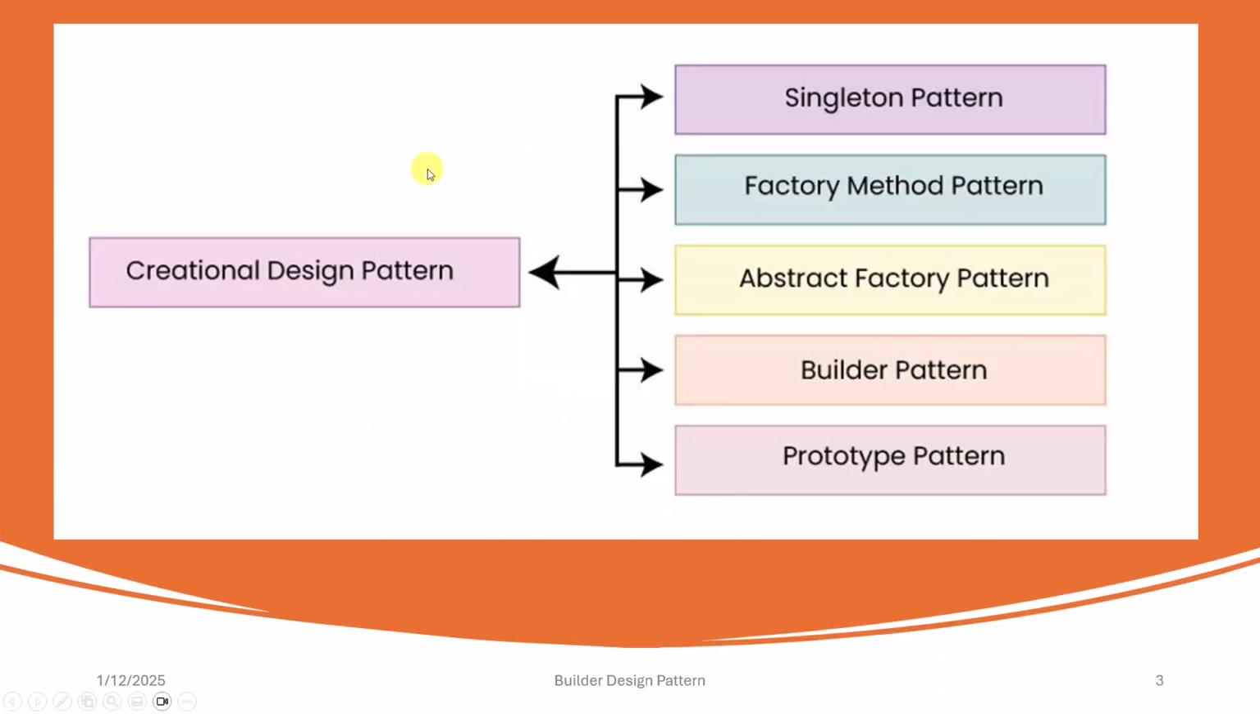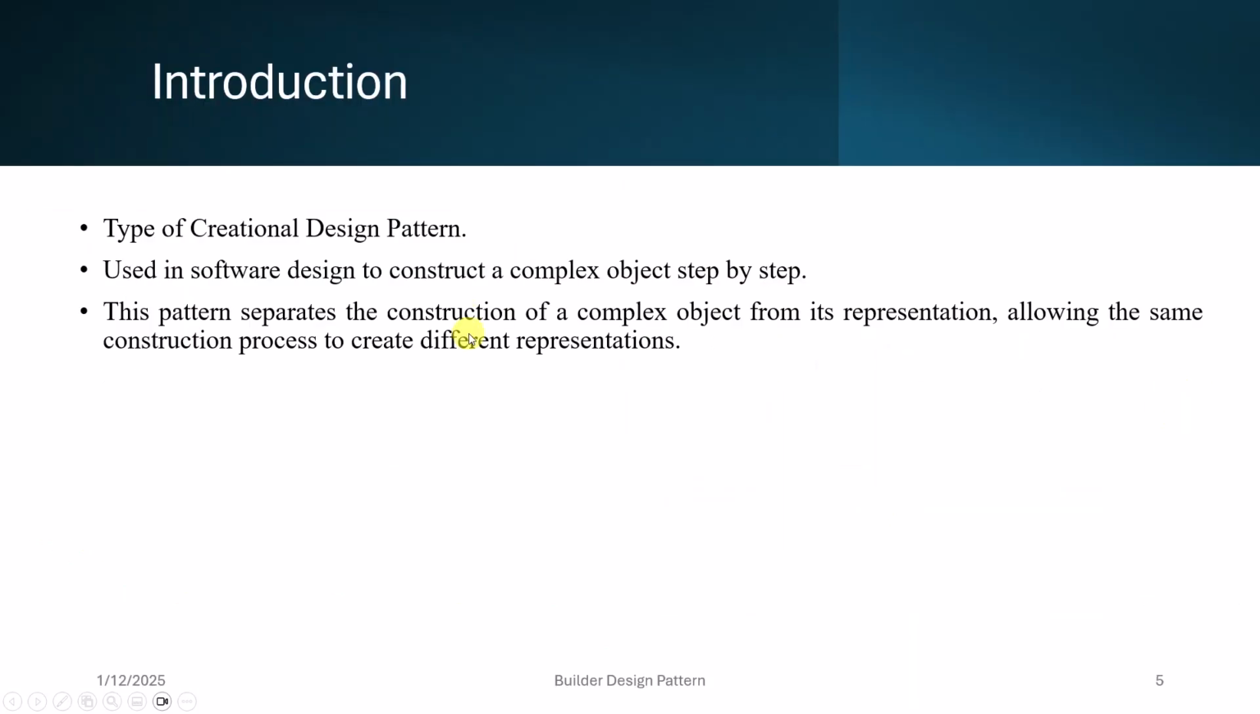So let's start with creational design patterns. There are five main types here: singleton, factory method, abstract factory, builder, and prototype. Today we will see the builder design pattern. So let's go over the definition of the builder design pattern.